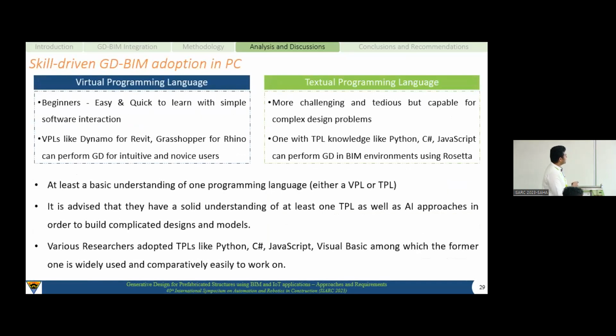Coming to skill-driven GD-BIM adoption in PC, we can follow 2 programming languages. It could be either visual programming languages or textual programming languages. For beginners, we would recommend going with visual programming languages like Dynamo, etc. For beginners, it would be easy and quick to learn simple software interactions. VPLs like Dynamo for Revit and Grasshopper for Rhino would perform better GD for initiative and novice users. Whereas if someone is good with programming, they could use textual programming languages such as Python, C++, or JavaScript that can be integrated in the API.